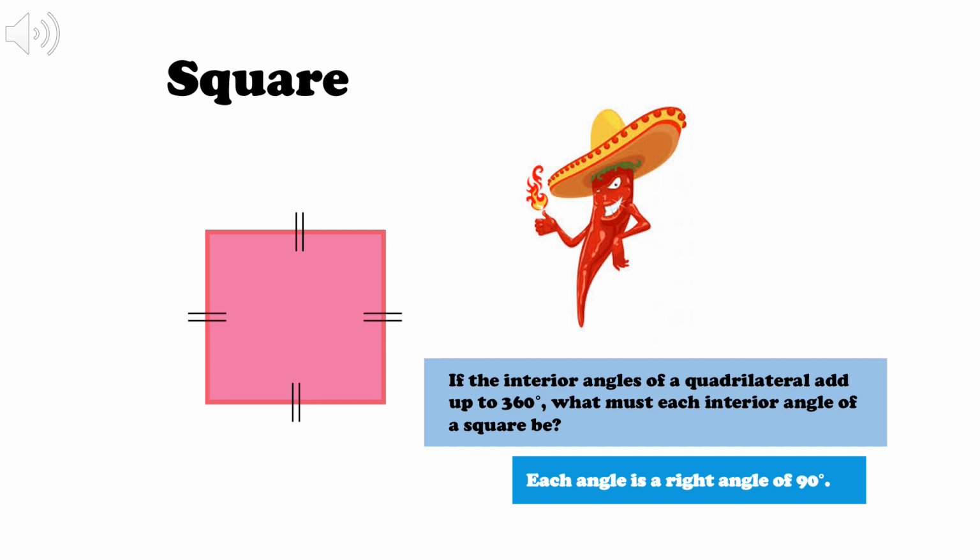Well done, year 3 and 4. The answer was each angle is a right angle of 90 degrees. And the way that we find that is to take 360, divide it between the 4 corners of the square, and that will give you your answer of 90 degrees.